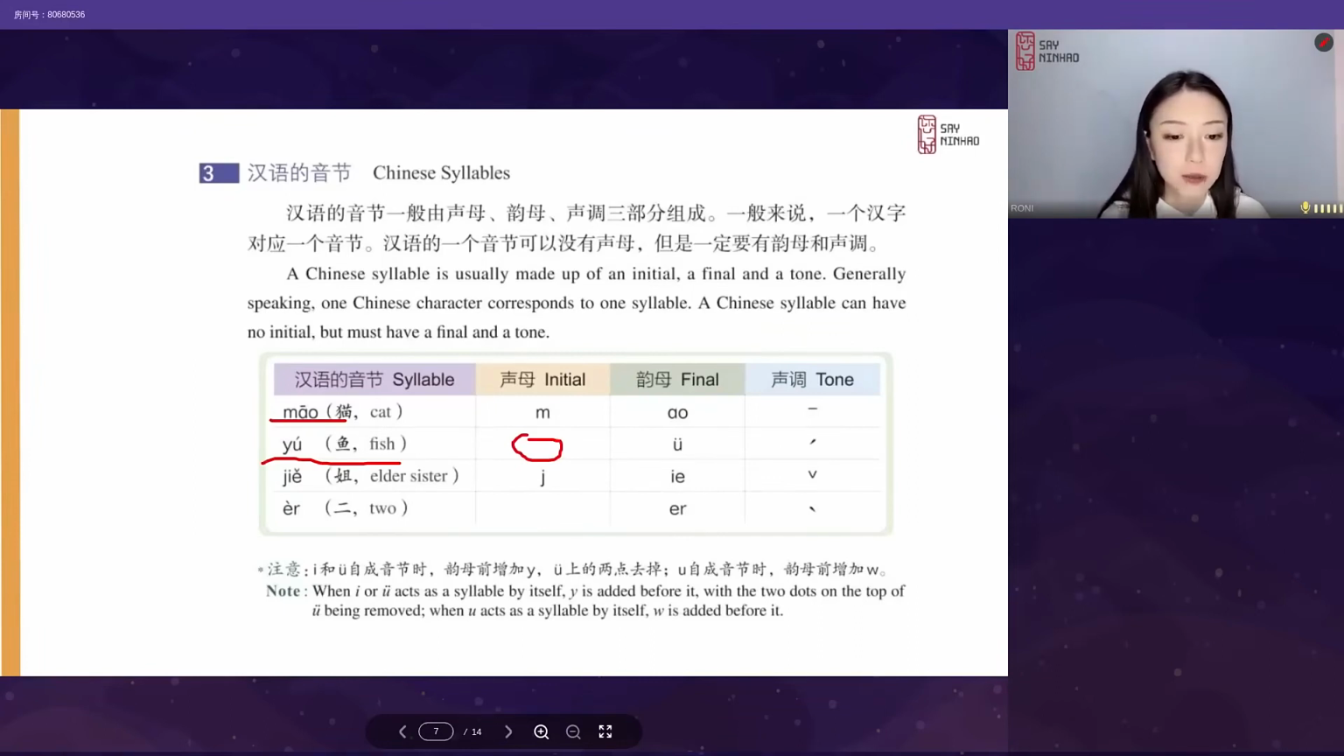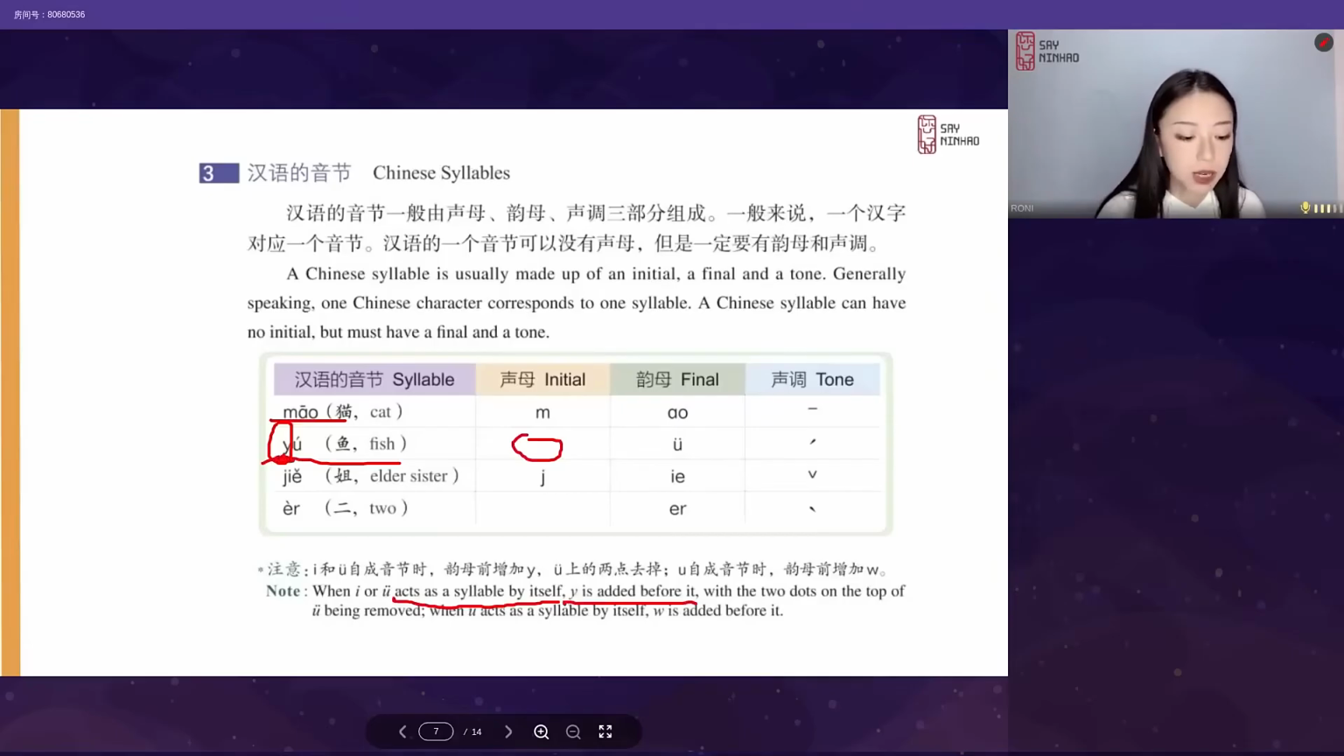But some students might be a little bit confused because here is an initial for it, which is Y in English, and it is pronounced as E in Chinese. So let's see the note here. When I and U act as a syllable by itself, Y is added before it.